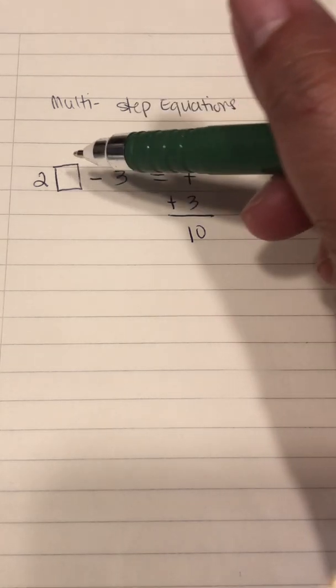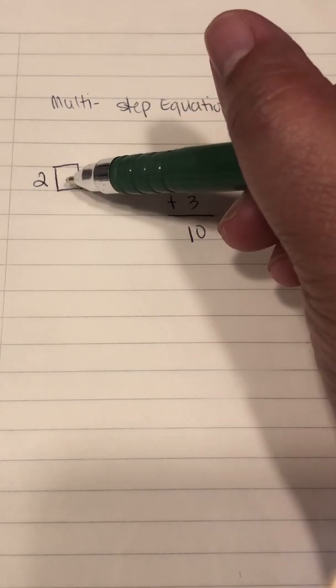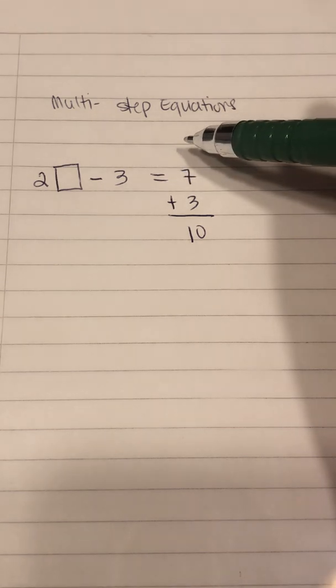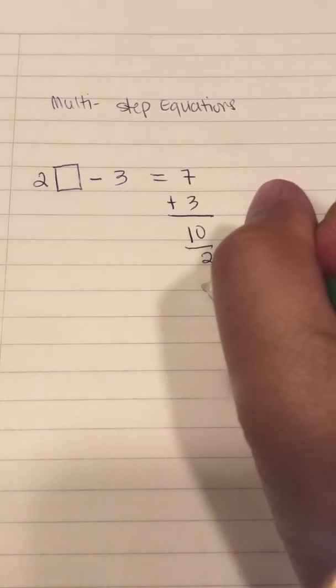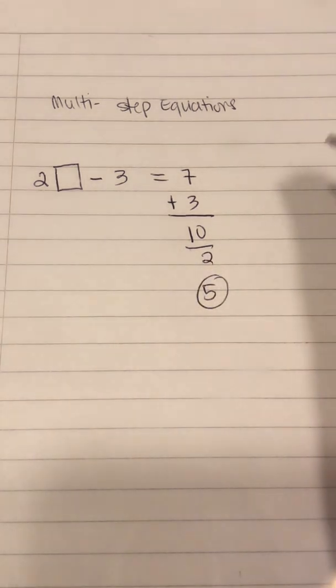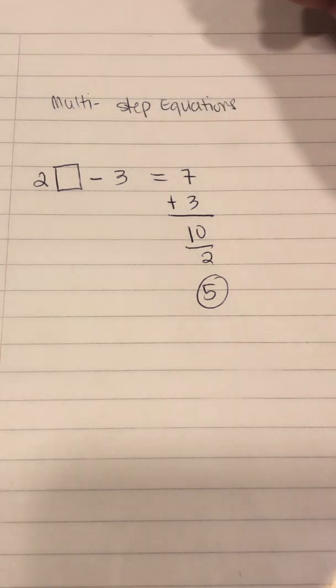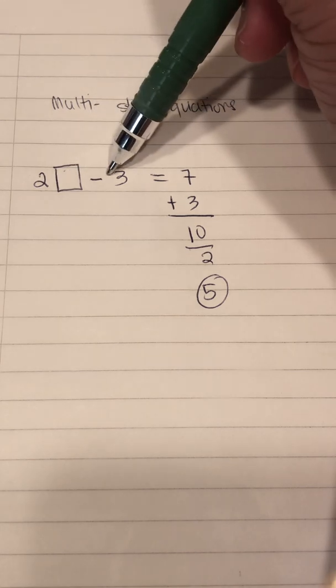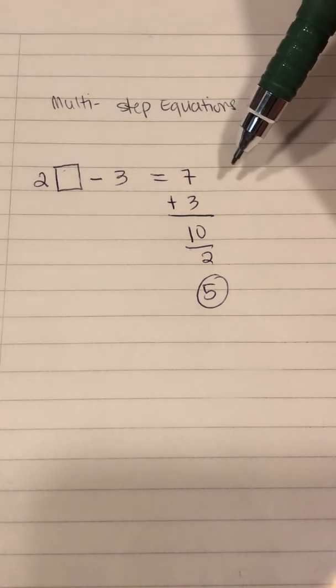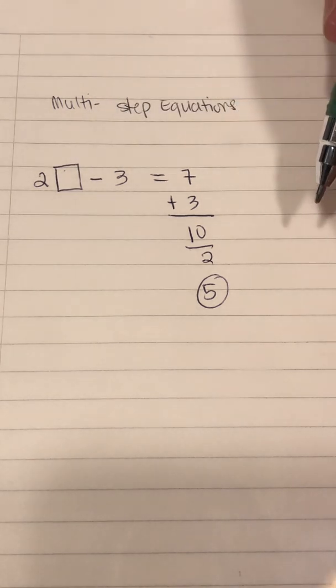And then since your parents doubled this amount here, you want to split it in half. So now you divide it by 2, and then you have 5. So meaning the original money that you have in your pocket is actually $5. So now let's verify if that is true. 2 times 5 is 10, minus 3 is 7. So now our solution is correct.